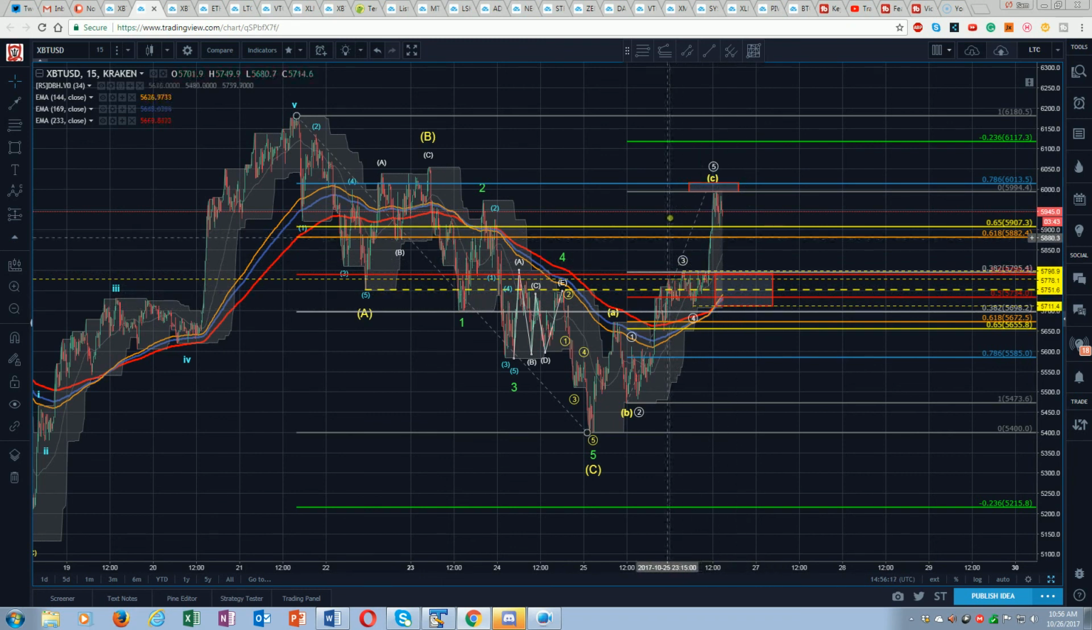So just a few thoughts to consider as we see this kind of price action. Don't immediately assume that means, boom, we're off to new highs. Let the market show that to you.